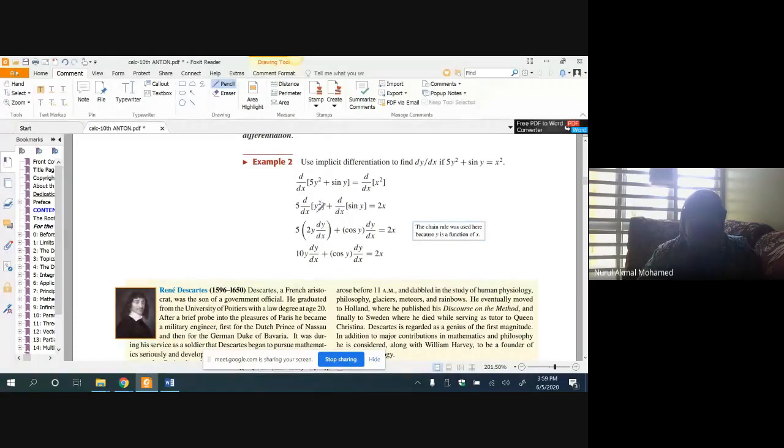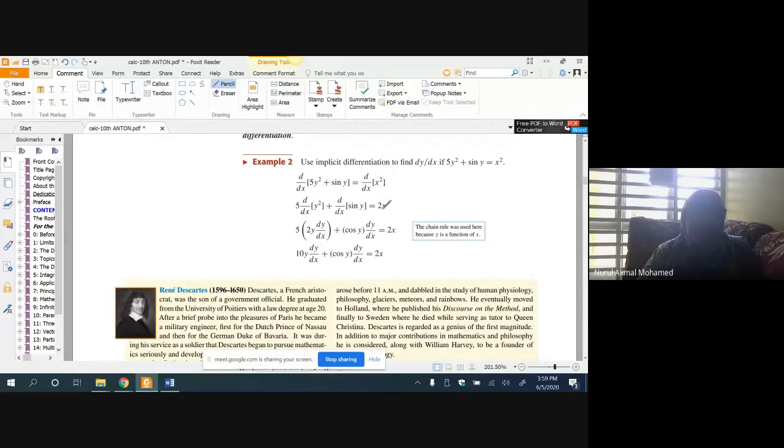Let's say you want to differentiate y squared. If you differentiate x squared with respect to x, you will get 2x. But in this case, it will be 2y, and after that, you have to write dy dx. But for x squared, it is fine.